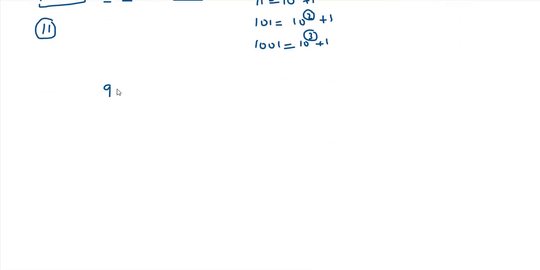Let us take this number 909787. If you want to check what is the remainder when this number is divided by 101, or whether this number is divisible by 101 or not, we'll take the sum of all odd place digits, and from that we'll subtract the sum of all even place digits. 101 is of the form of 10 square plus 1, so we'll take 2 digits at a time.